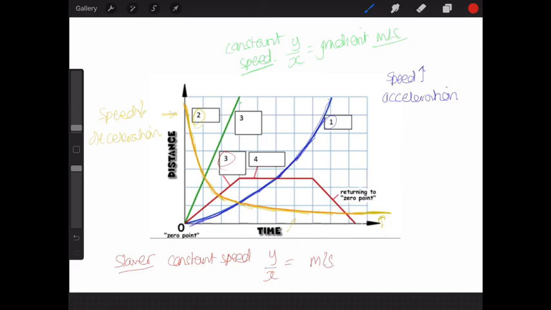And then finally for number 4, we've got that horizontal straight line. No change in distance, no metres per second, stationary or at rest. I hope that brings those ideas together to make you feel a bit more confident this week.